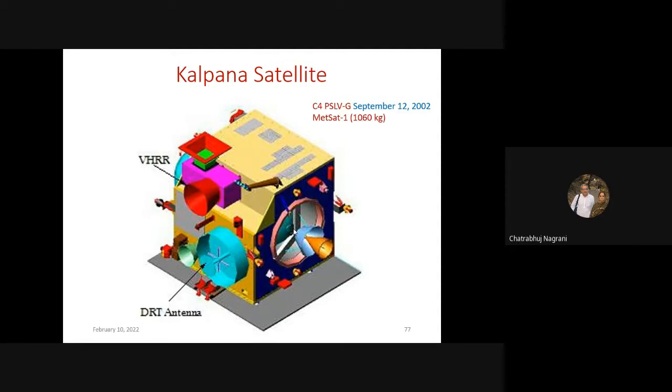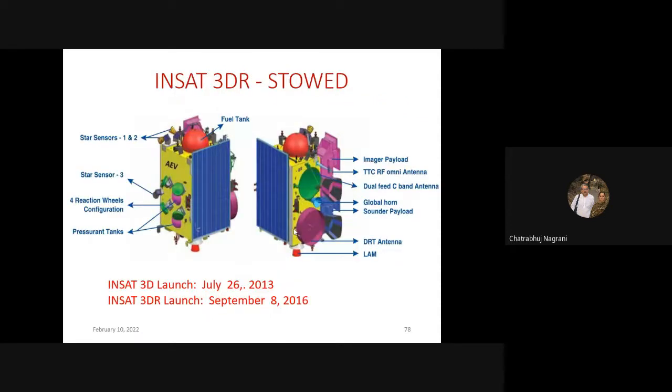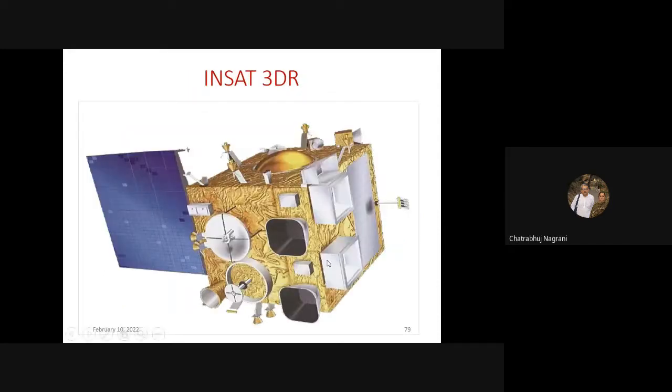Of all the satellites, it is not the longest living, but one of the longest living satellites. I think recently 4A also lasted for 12 or 13 years, even when its life was only 10 years. So this is 3DR, where we have not only imager, but we have sounder. This is imager, and this is imager bottom, and this is sounder.